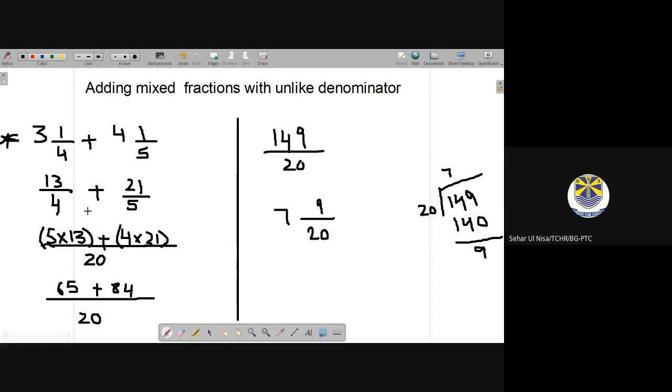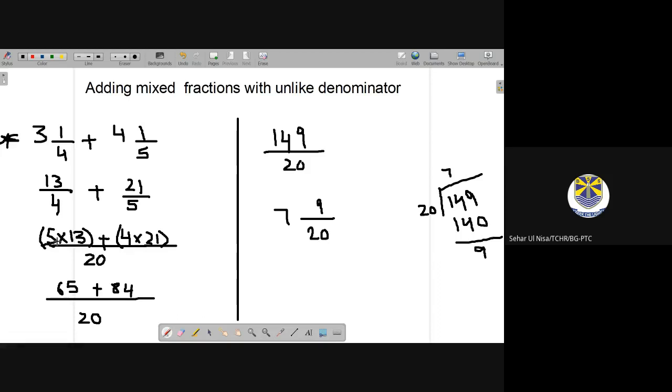Also, you can see that 5 and 4, if the numbers are opposite and you are multiplying them, then this number will go to this side and this number will go to this side. Like 4 is at this side and 5 is at this side. It is just like a cross multiplication, 4 multiplied by 21 and 5 multiplied by 13. So in this way you can do that. But if the denominators are multiples of each other, then you have to take the other method, a different procedure.